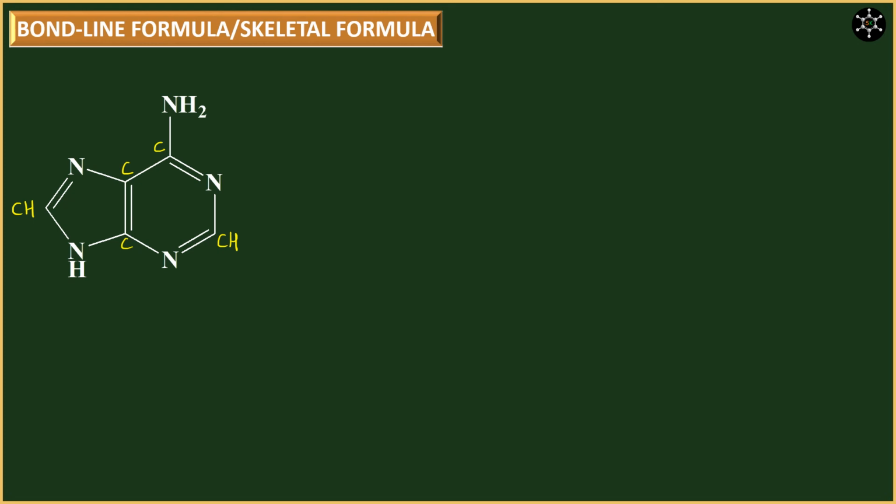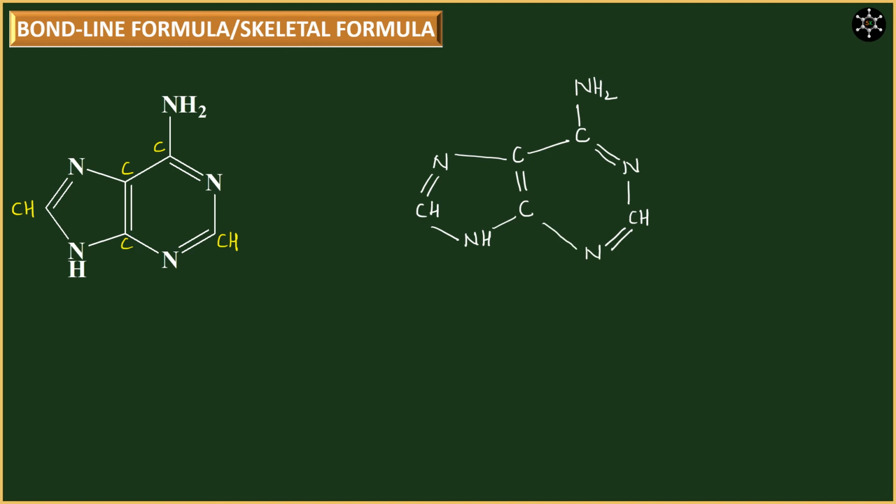The condensed formula will be nitrogen connected to a CH, connected to NH, connected to carbon. This is double bonded to another carbon and there exists a single bond here. This carbon is connected to another carbon, that is to NH2. On the other side, it is double bonded to nitrogen, single bonded to CH, double bonded to nitrogen. Here there is a single bond.